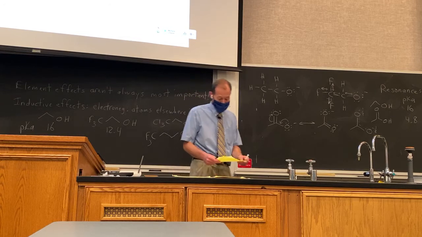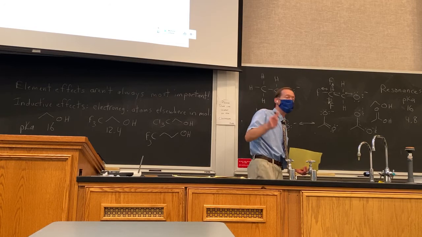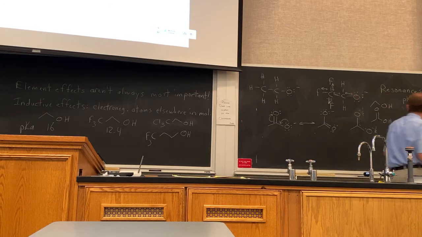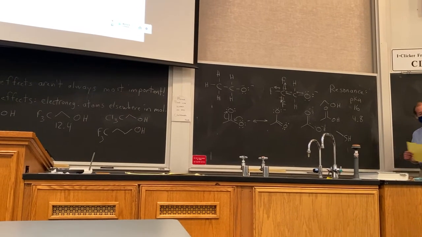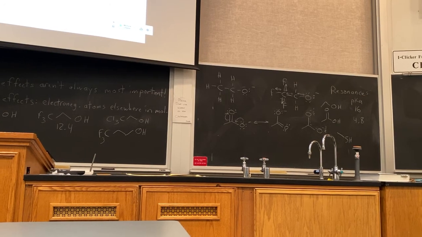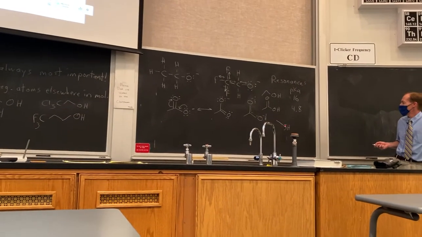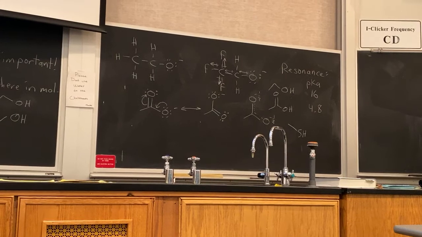So I mentioned to you that the element effect is not always the most important one. So here's an example of that. Okay, this compound is called methane thiol. If we were only using the element effect and comparing methane thiol to acetic acid, which one would we conclude is a stronger acid?